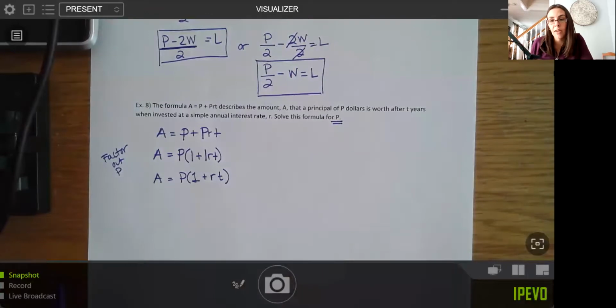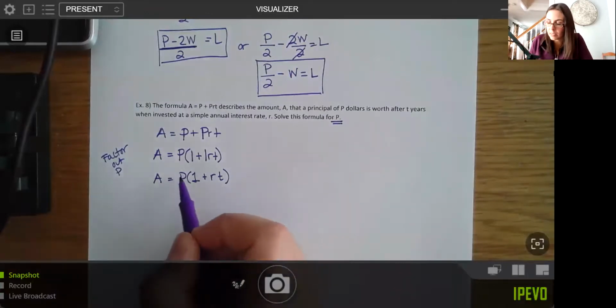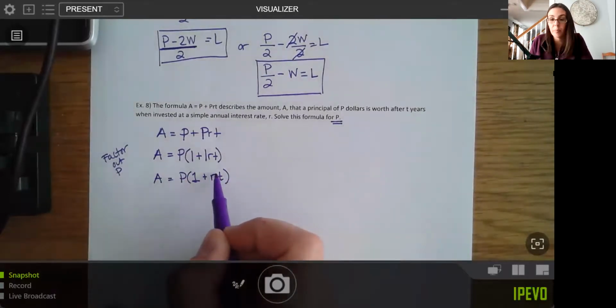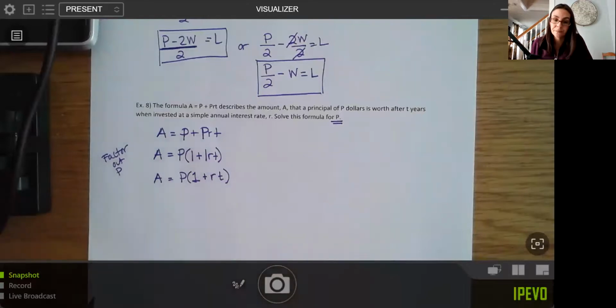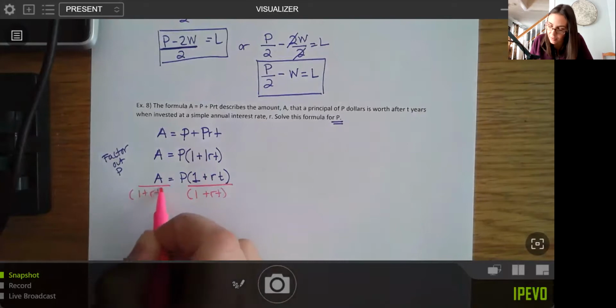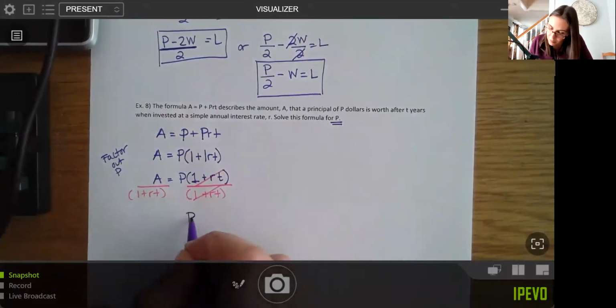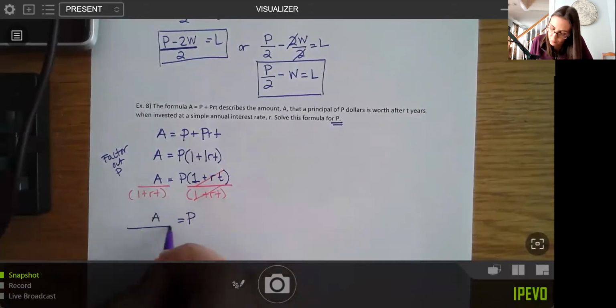If you're not sure if you factored correctly, multiply it back in mentally and check. P times 1 is P. P times RT is PRT. So I haven't changed the problem. Now what you can do, I want that P to be by itself. So I'm going to divide by this group. I do have to divide by the whole group. It's all stuck together in parentheses. And then I can get my value of P equals A over 1 plus RT.